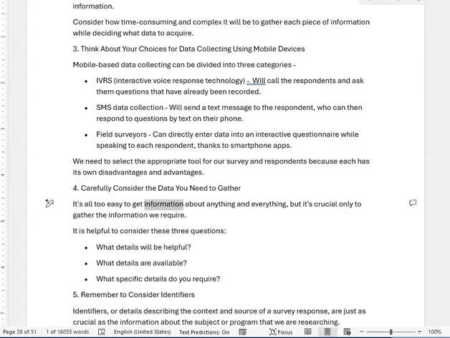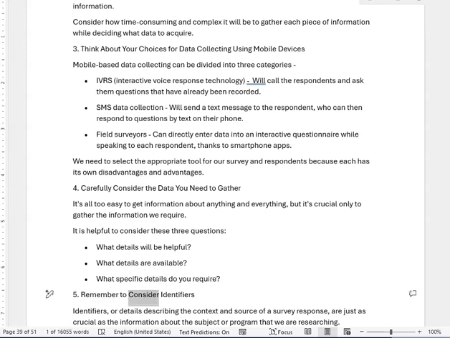4. Carefully consider the data you need to gather. It's all too easy to get information about anything and everything, but it's crucial only to gather the information we require. It is helpful to consider these 3 questions. What details will be helpful? What details are available? What specific details do you require?